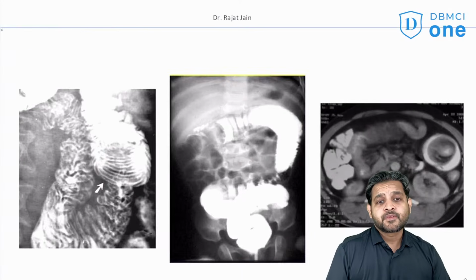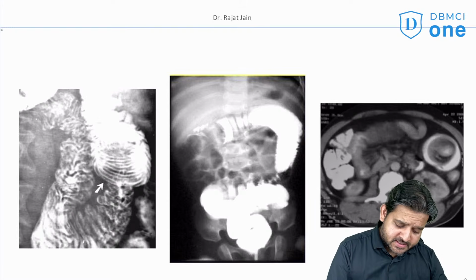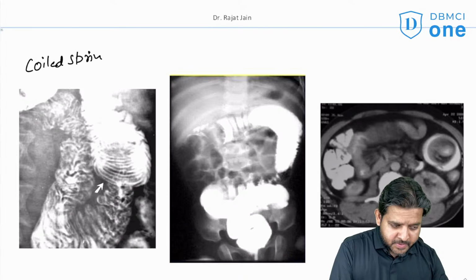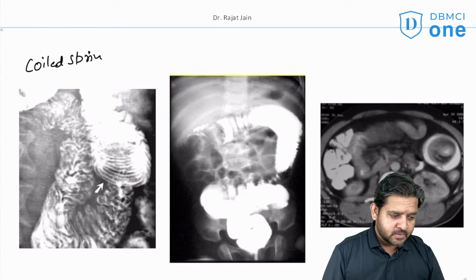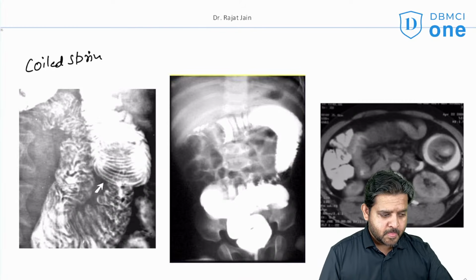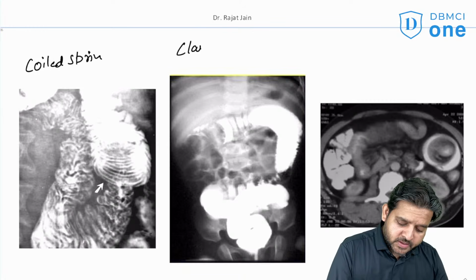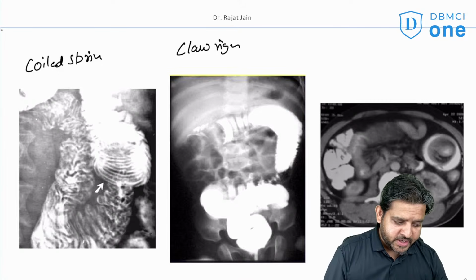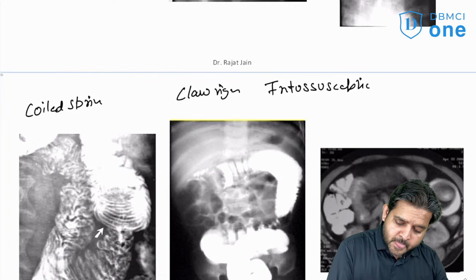All right. Now what do we see here? I can see some more barium images where this sign is called the coiled spring appearance, right? This is called the coiled spring appearance. And what is the other one? This is a claw sign. A coiled spring appearance or a claw sign, they are seen in which condition? They are seen in intussusception.